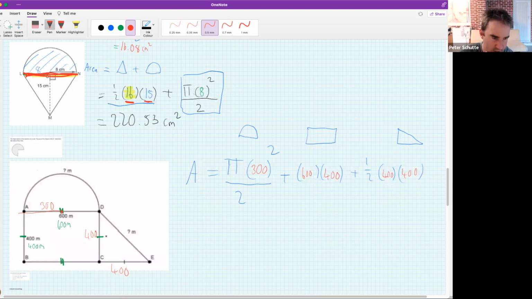So what I want to point out here is that we have 400 over here. These were equal, and that was 400 over there. And so we don't need more than that, because to find the area of a triangle, all you need is the base and the perpendicular height. And so here's the base, and here is the height. So that's why I've got a half times 400 times 400. For the rectangle, I have 600 times 400. And then for this, I've got pi r squared divided by 2.